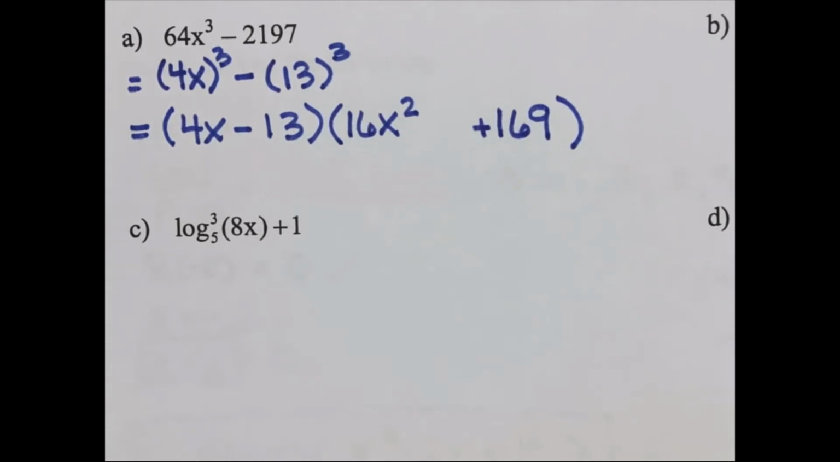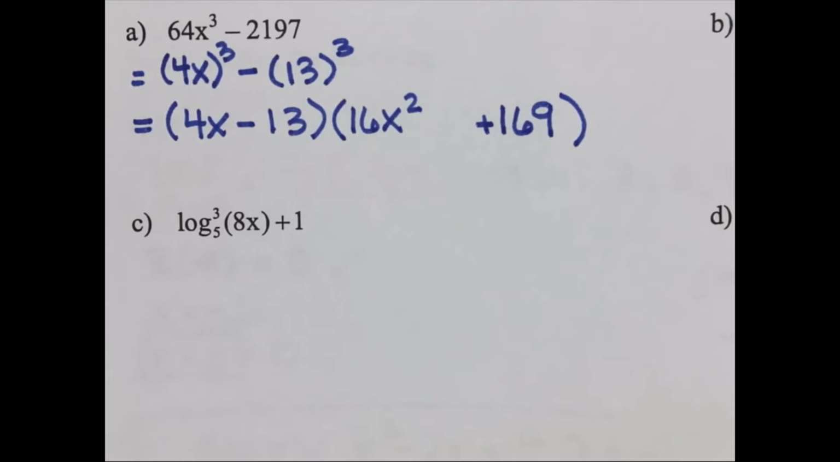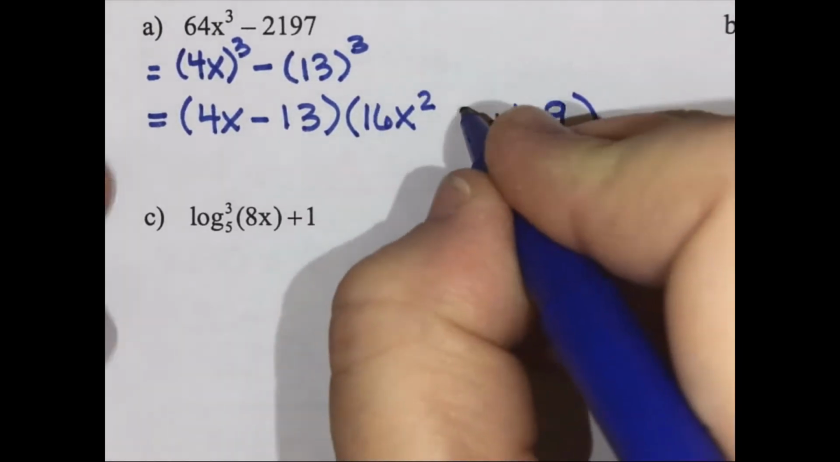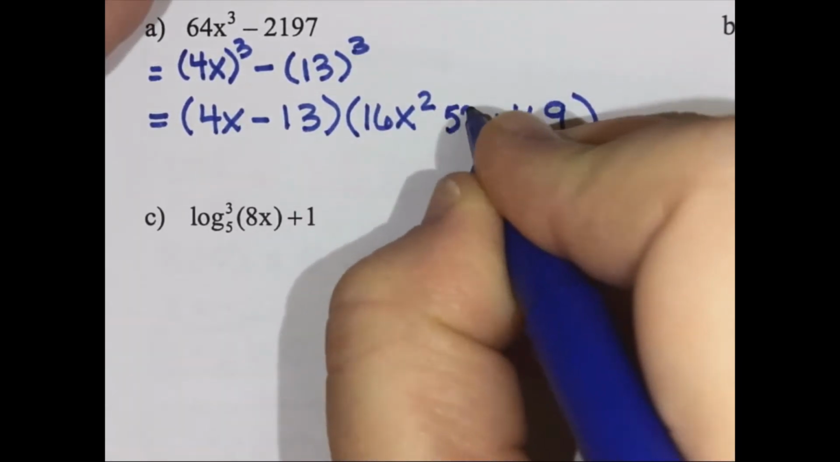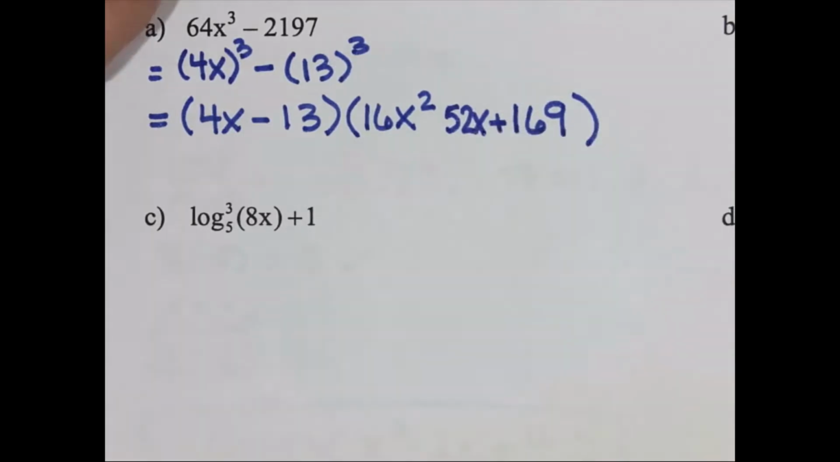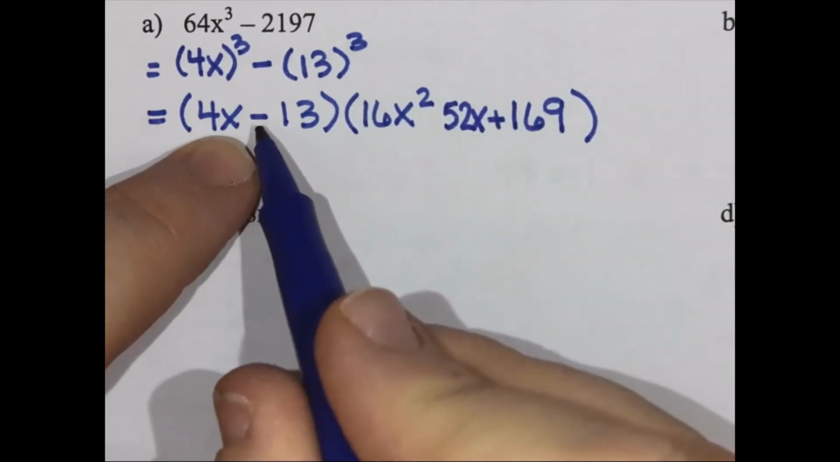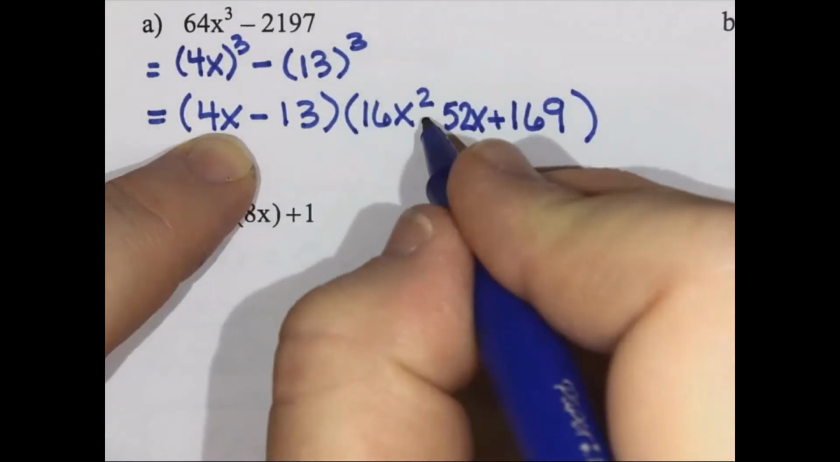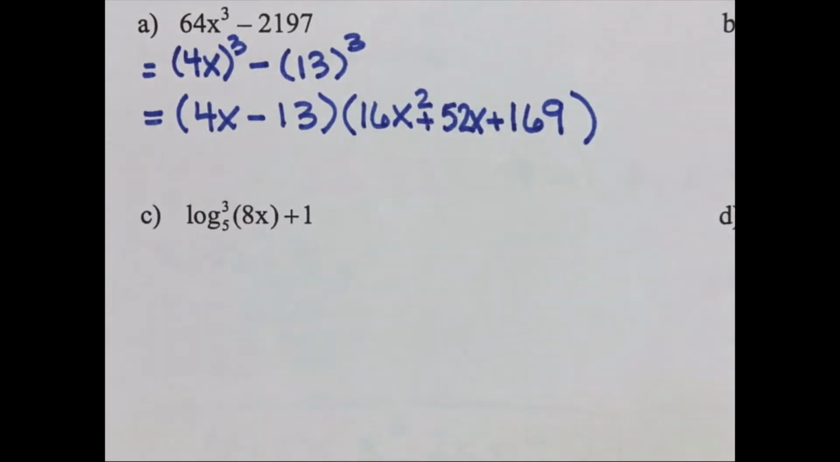And then I will multiply 4 and 13. I get 52. So I'm going to have 52x. Like I said, I don't think I left enough room. And then the sign has to be the opposite of what I see here. So if this is a minus, this one is a plus.